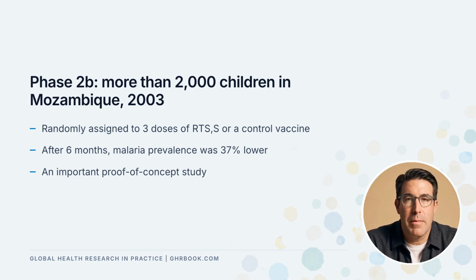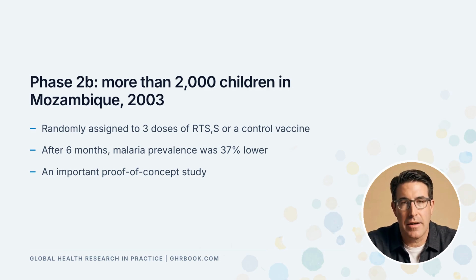A phase 2b trial began in Mozambique in 2003 with more than 2,000 children. Each child was randomly assigned to receive 3 doses of RTS,S, or a control vaccine. After 6 months, the prevalence of malaria was 37% lower in the treatment group than in the control group. This phase 2 trial was an important proof of concept study.